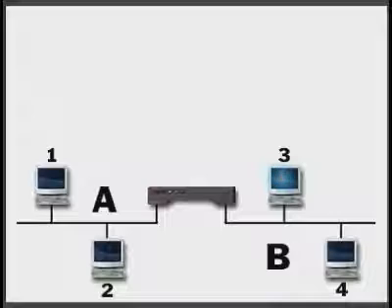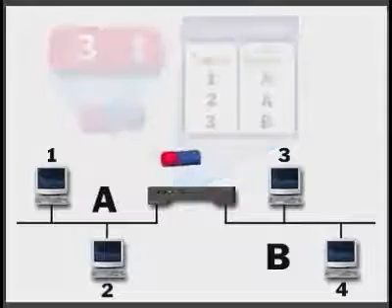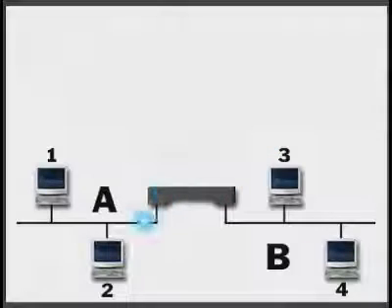Now suppose that computer 3 sends a message to computer 1. The bridge records the address and segment of computer 3 and forwards the message to computer 1. Eventually, the bridge will learn where each device is located and forward those packets that need to cross to a different segment.